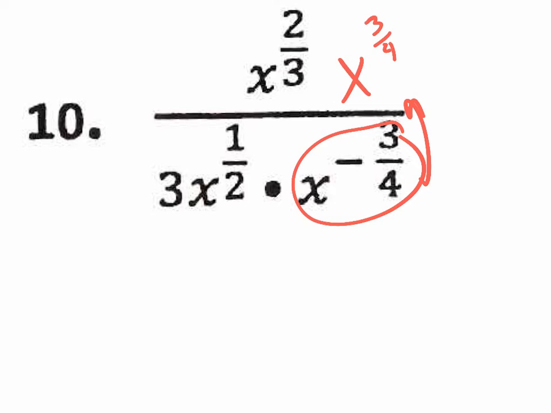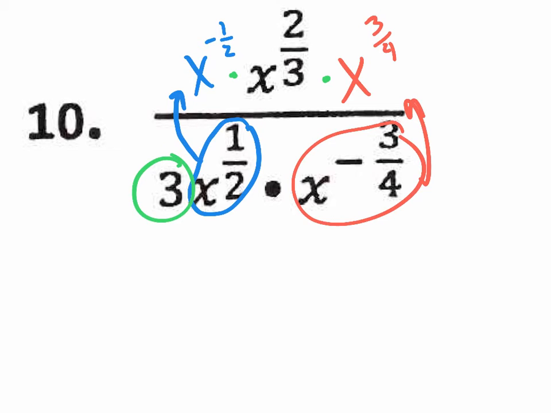And you know what? Let me try something completely different than my other classes. Let me take the x to the 1/2, not the 3. The 3 doesn't have the 1/2 power. But I'm going to take that x to the 1/2 and move it up also and make it x to the negative 1/2. That way, I have x to the negative 1/2 times x to the 2/3 times x to the 3/4. And I'll have a 3 on the bottom. Let's not forget about the answer. It's going to have a 3 on the bottom.